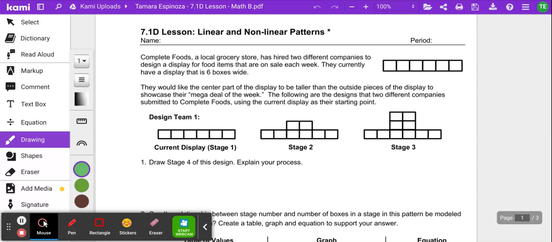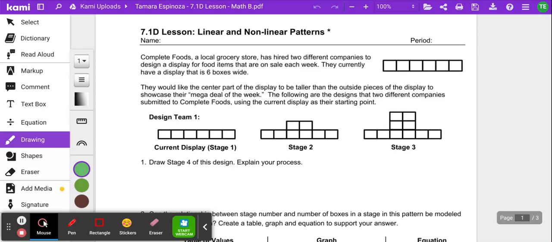They currently have a display that has 6 boxes wide. They would like the center part of the display to be taller than the outside pieces of the display to showcase their mega deal of the week. The following are the designs for two different companies submitted for Complete Foods. Use the current display as their starting point.